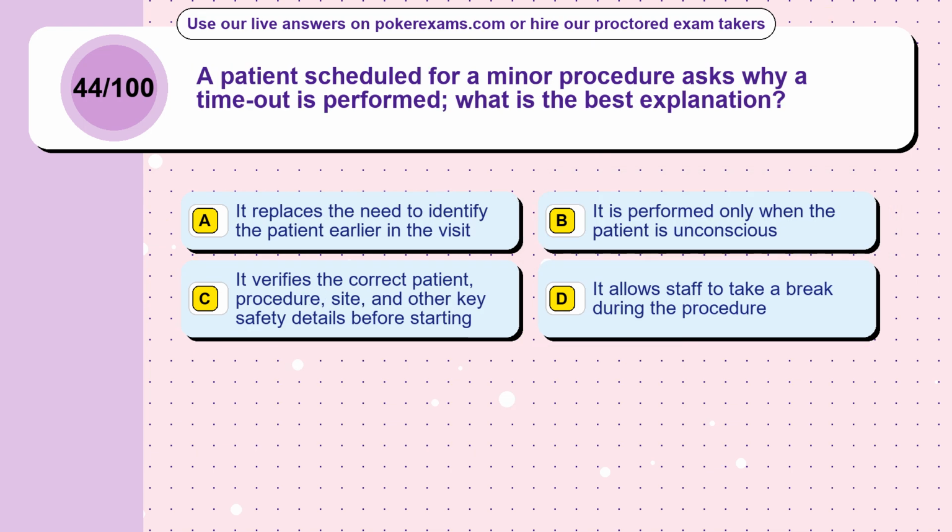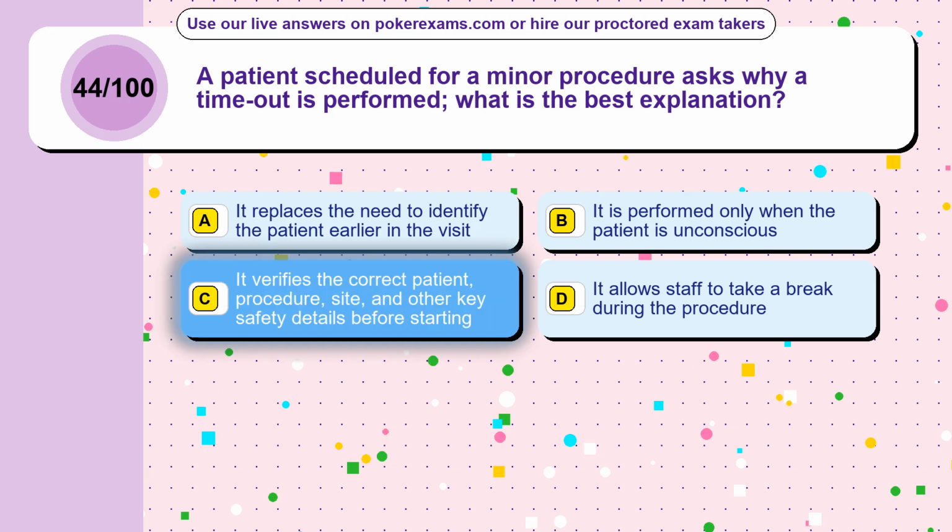Question 44. A patient scheduled for a minor procedure asks why a timeout is performed. What is the best explanation? Option A. It replaces the need to identify the patient earlier in the visit. Option B. It is performed only when the patient is unconscious. Option C. It verifies the correct patient, procedure, site, and other key safety details before starting. Option D. It allows staff to take a break during the procedure. The correct answer is option C. It verifies the correct patient, procedure, site, and other key safety details before starting.